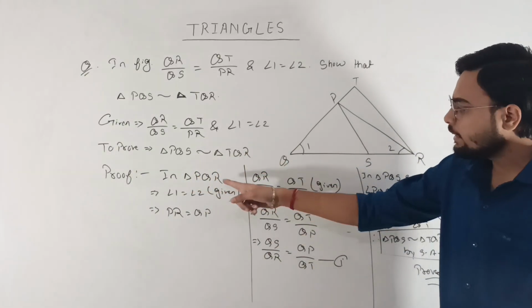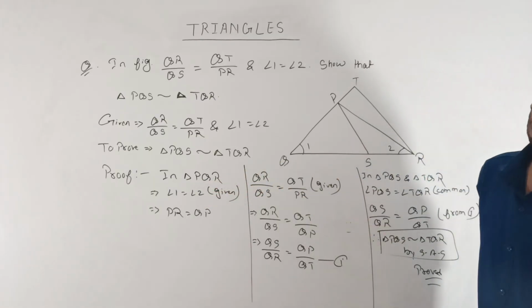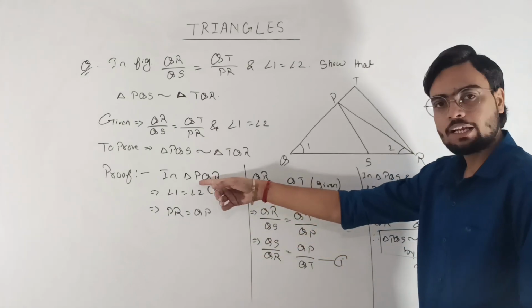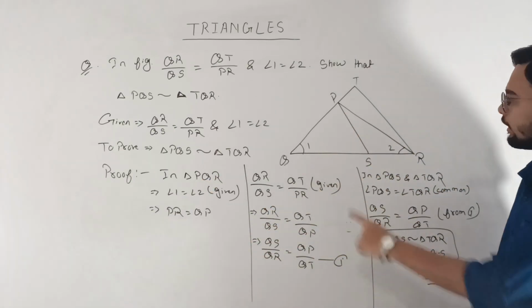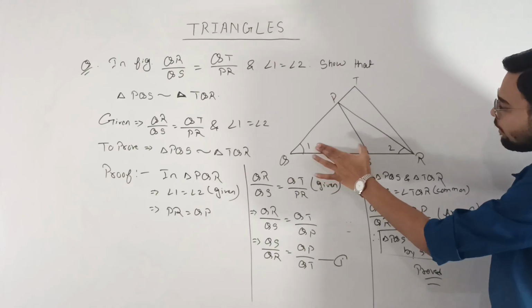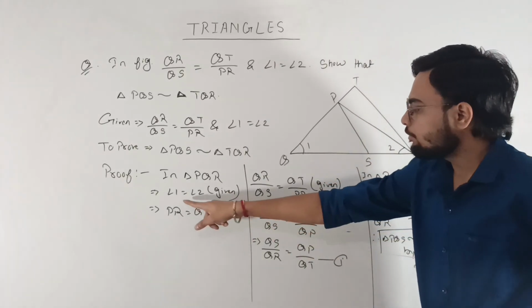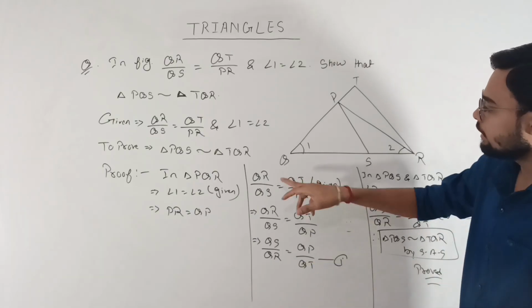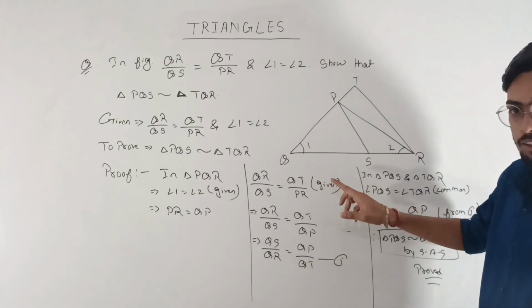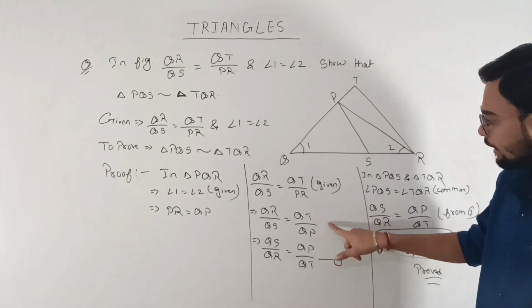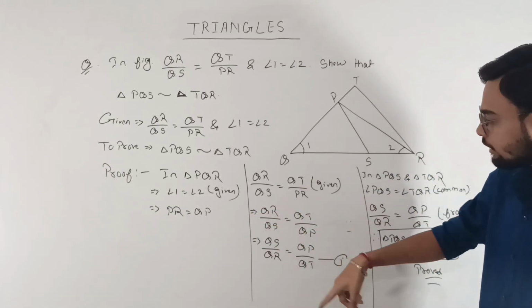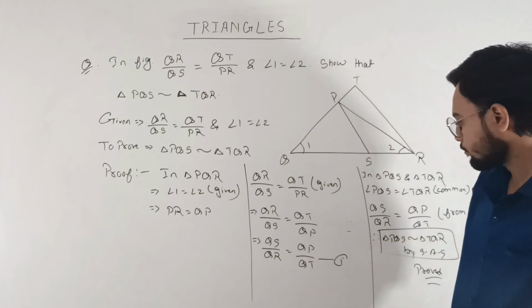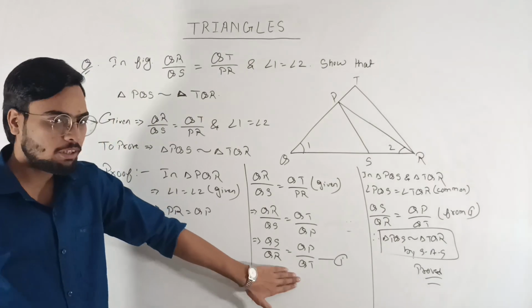Now first I consider triangle PQR. In this triangle, angle 1 is equal to angle 2 is given. Then if angle 1 and 2 are equal, then PR equals QP. Okay. Now QR upon QS equals QT upon PR is given. So in place of PR, I write QP here. Okay. Then after this, I reciprocal these ratios. Then QR upon QS becomes QS upon QR, and QT upon QP becomes QP upon QT. Now I assume this is my equation first.